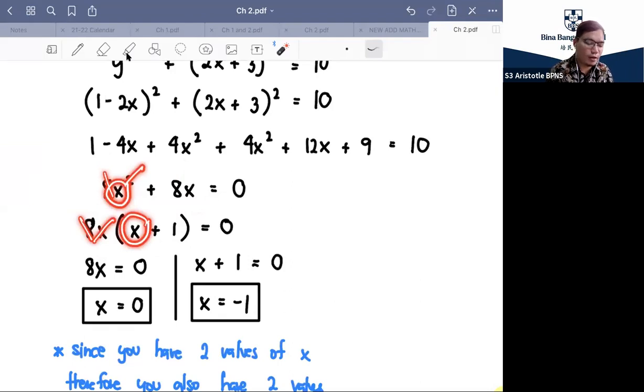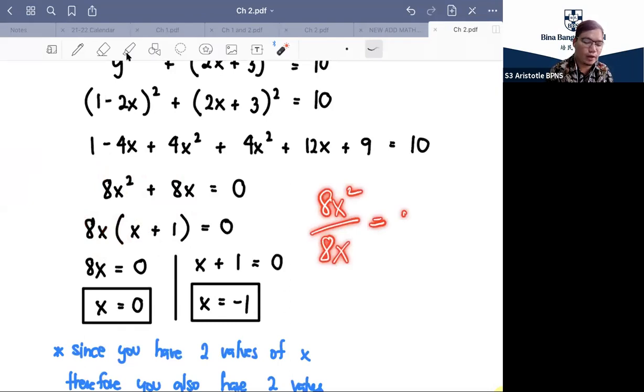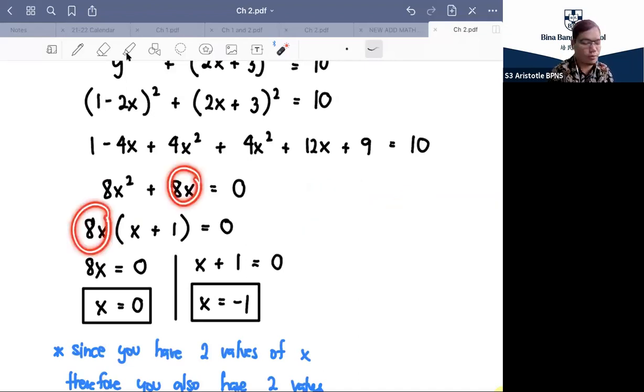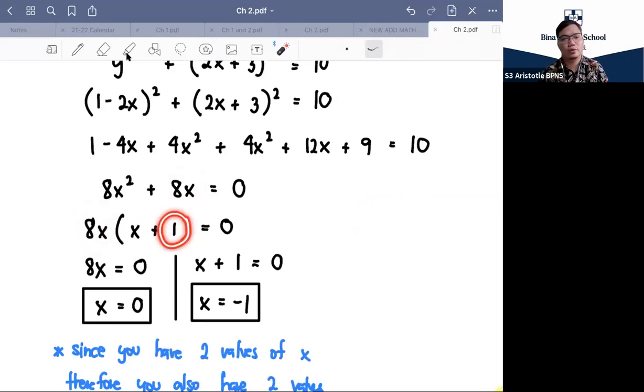Or simply 8x squared divided by 8x. So this is simply x, right? Cancel the 8, cancel the x here, so it's only x. And then 8x divided by 8x, they're the same, so it's equal to 1. And that equals 0. So what's next?